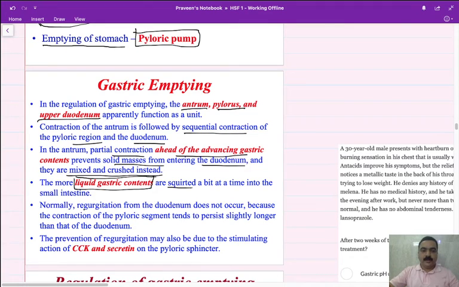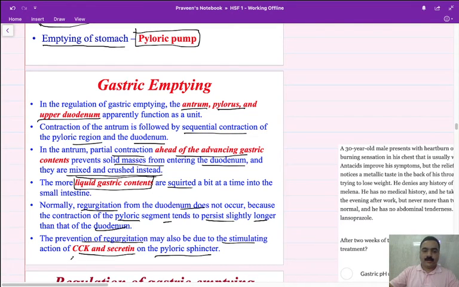Now, to prevent regurgitation from the duodenum, what happens? Why is it not getting regurgitated? Because the contraction of the pyloric segment tends to persist longer than that of the duodenum. Also, the prevention of regurgitation may be due to the stimulating action of CCK and secretin on the pyloric sphincter. These hormones keep it contracted. So that is the role of the CCK.